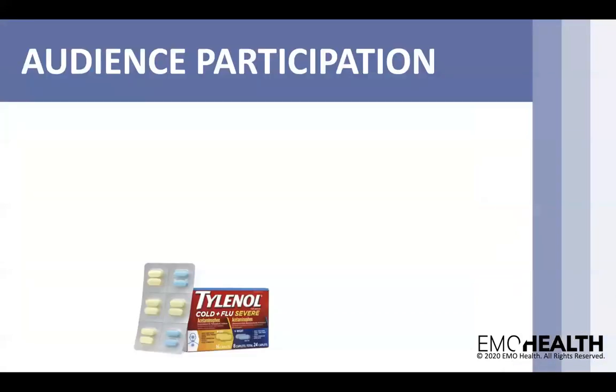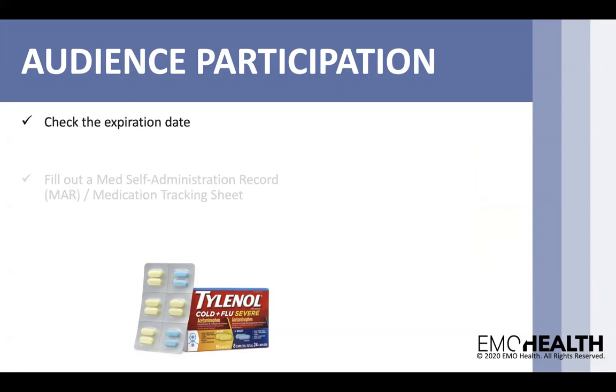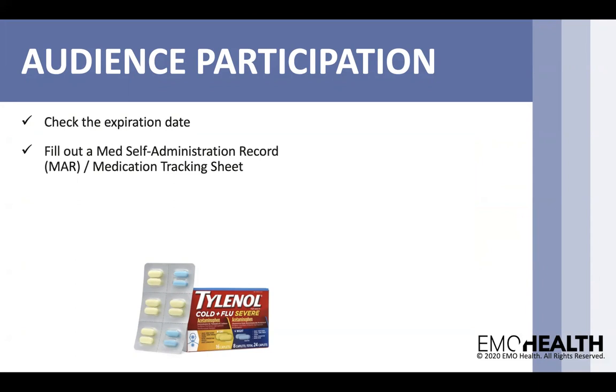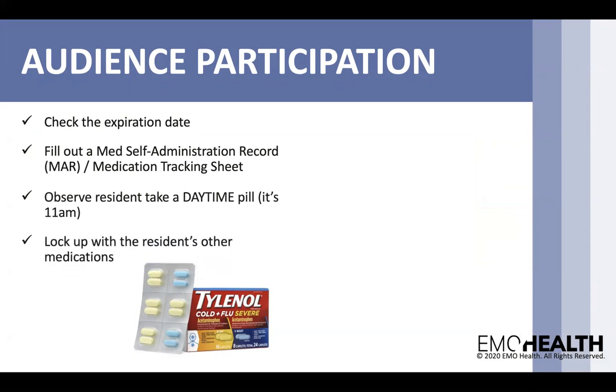So here, again, I have a picture at the bottom there so you could actually see what that blister pack looks like. You've got blue tablets for night, yellow tablets for day. Check that expiration date on the box, fill out a medication administration record or medication tracking sheet. Observe that resident take a daytime pill because right now it's 11 a.m. Lock it up with the resident's other medications when finished.